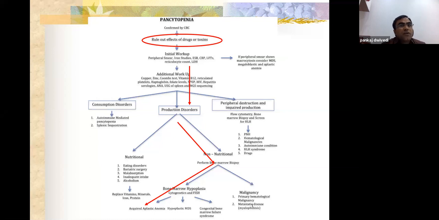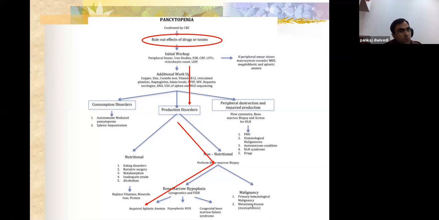So, rule out the effect of drugs or toxins. We have to keep this in mind: these drugs can cause prolonged myelosuppression or pancytopenia if the metabolism is not adequate. Here we first looked at the peripheral smear. Pancytopenia is confirmed, but we could not see macrocytes or the other features which were there in earlier children. So we are dealing with a production disorder, not a nutritional one.